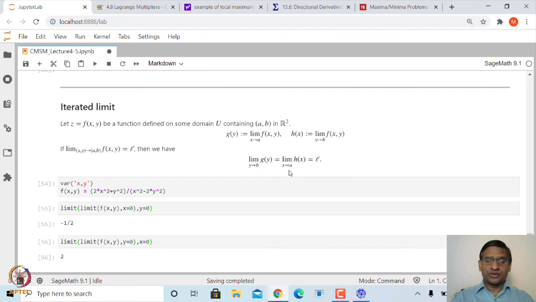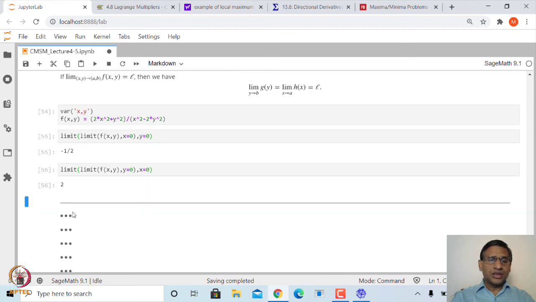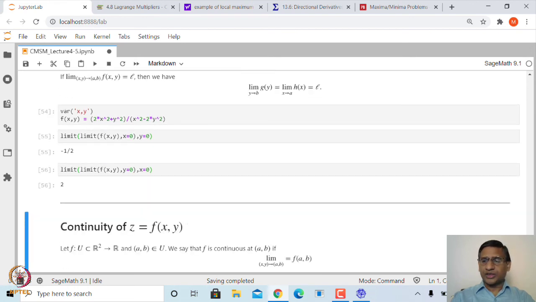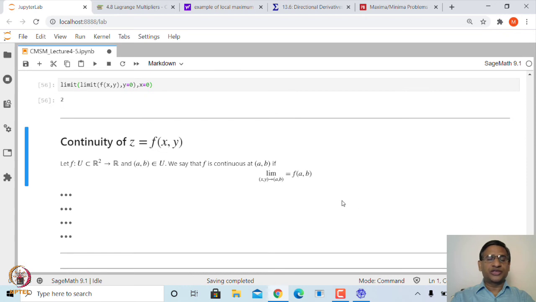Since these iterated two limits are not the same, the limit cannot exist, right? So that's a. Next, let us look at if you have a function z is equal to f(x, y), how do we define continuity of this function at any point (a, b)?